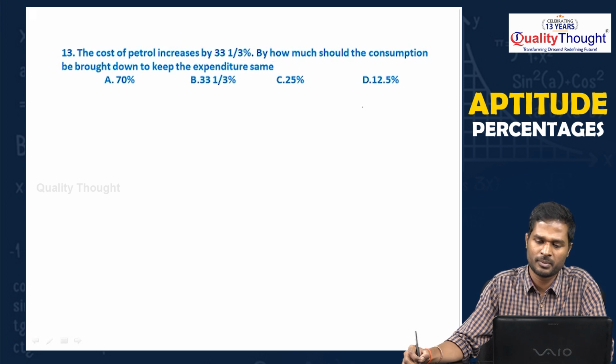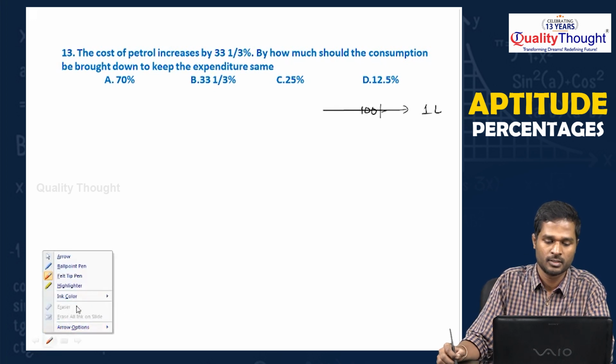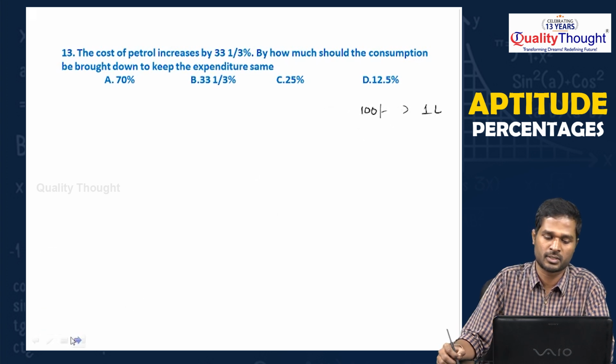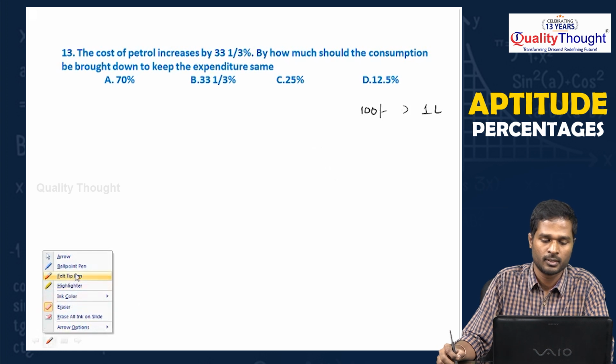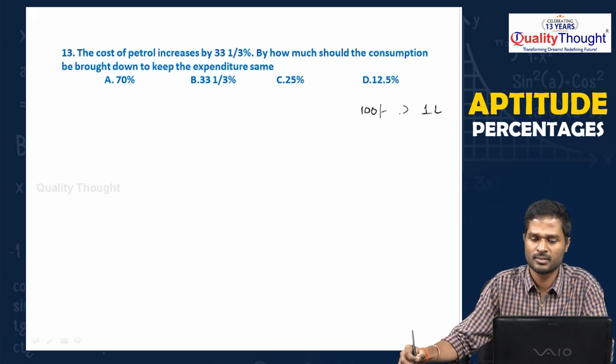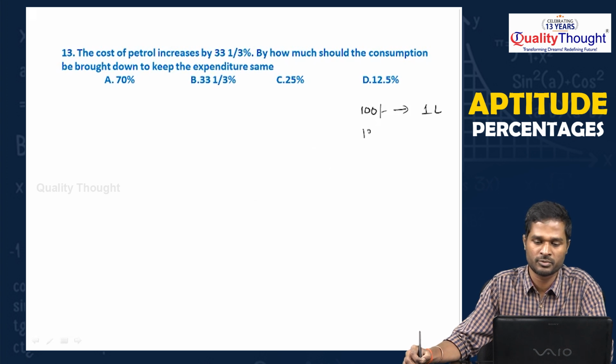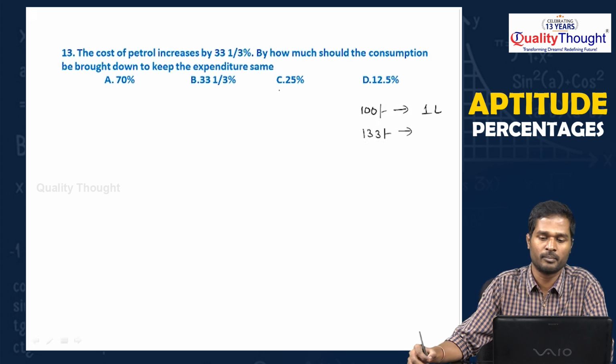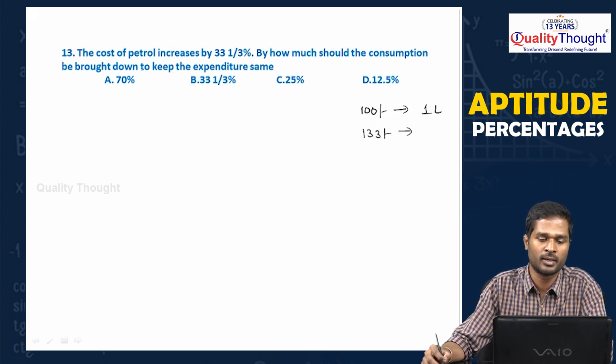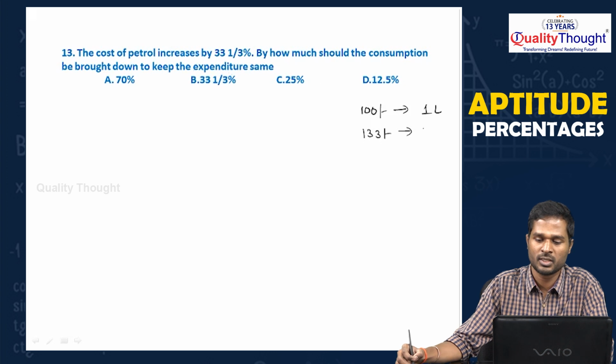Okay. For example, before increasing the price, consider for 100 rupees, a person used to get 1 liter of petrol. So originally 1 liter of petrol cost 100 rupees. But what happened? Now, this 100 rupees, they increased by another 30 rupees, consider. So now it becomes 133 rupees. Okay. Now, by how much should he bring down consumption to keep the expenditure same?